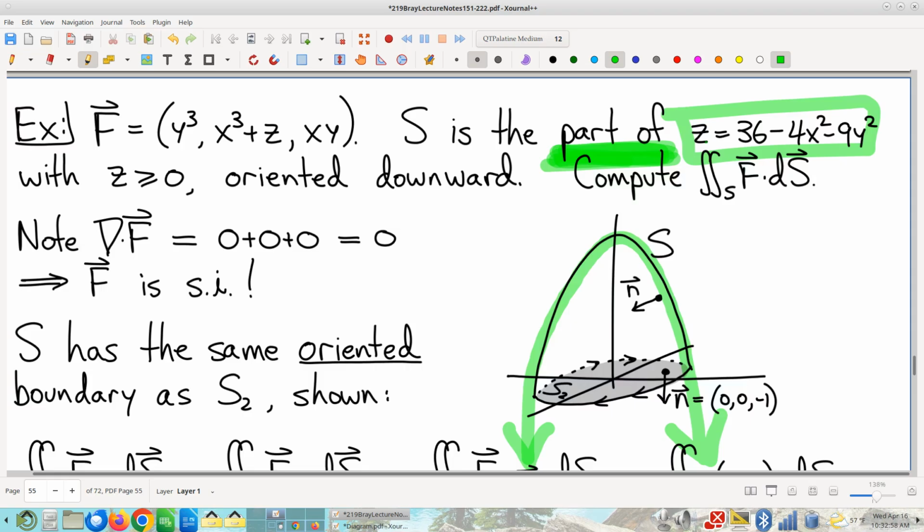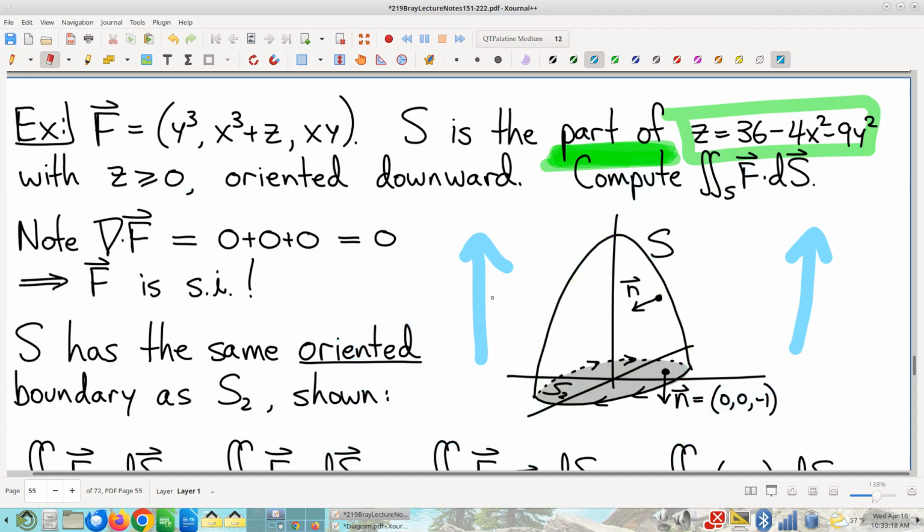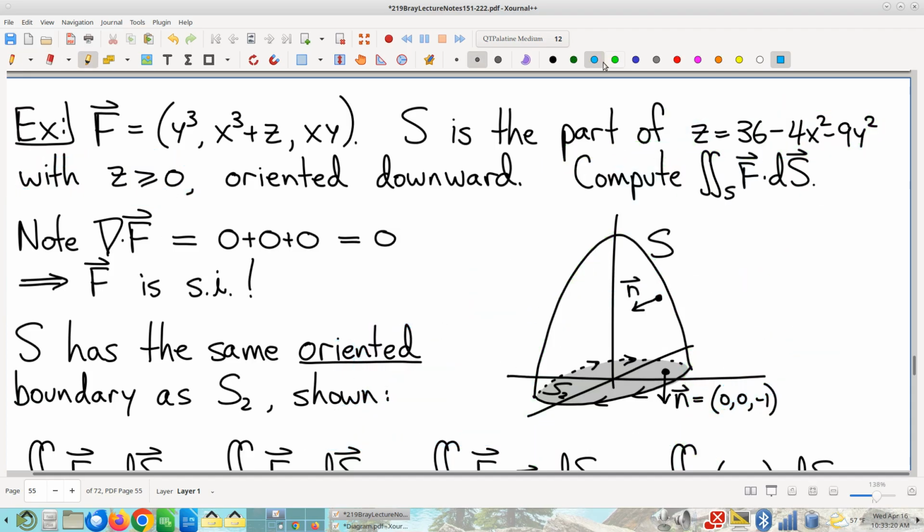Which part of that paraboloid? Well, the part that has z greater than or equal to 0, right? So you have to imagine looking, not at the whole gigantic paraboloid, but just the part that is on or above that blue plane. And I claim what that looks like all together is like this. And you can see it has a boundary.